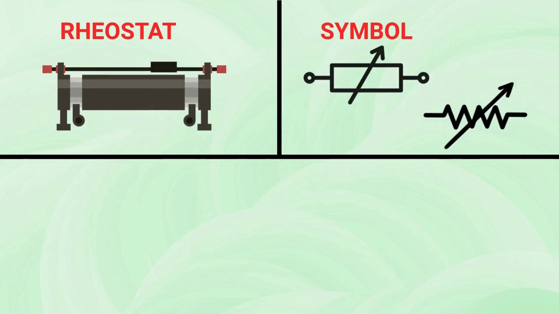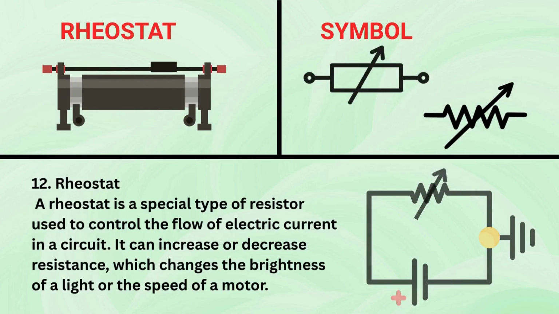Twelfth, rheostat. A rheostat is a special type of resistor used to control the flow of electric current in a circuit. It can increase or decrease resistance, which changes the brightness of a light or the speed of a motor.